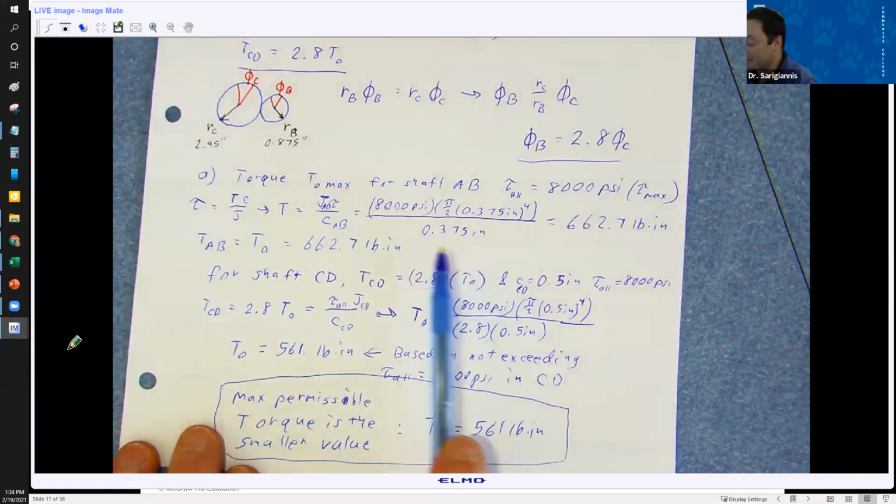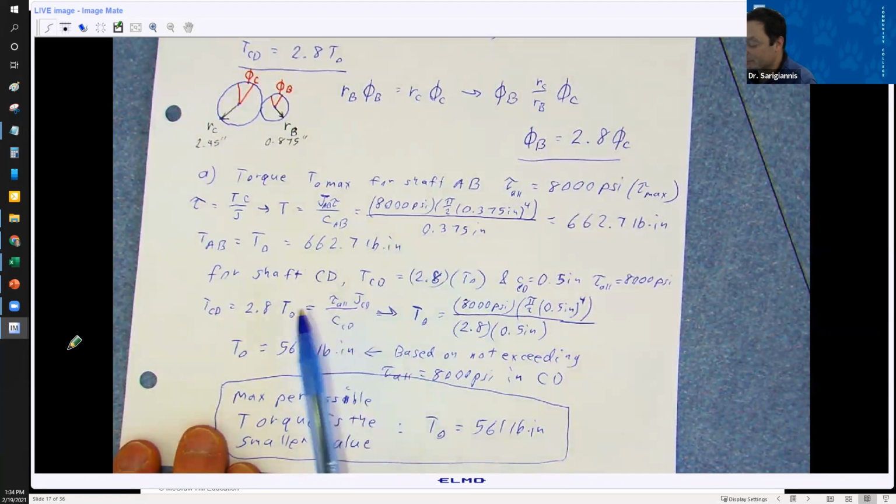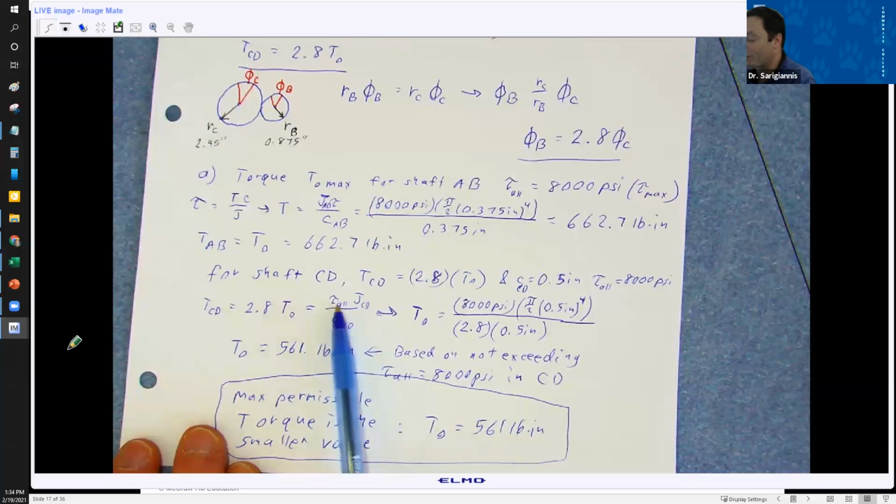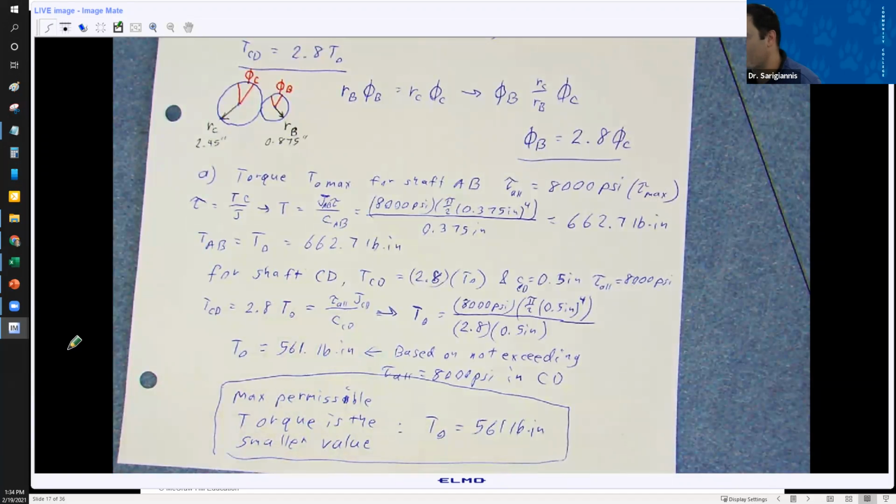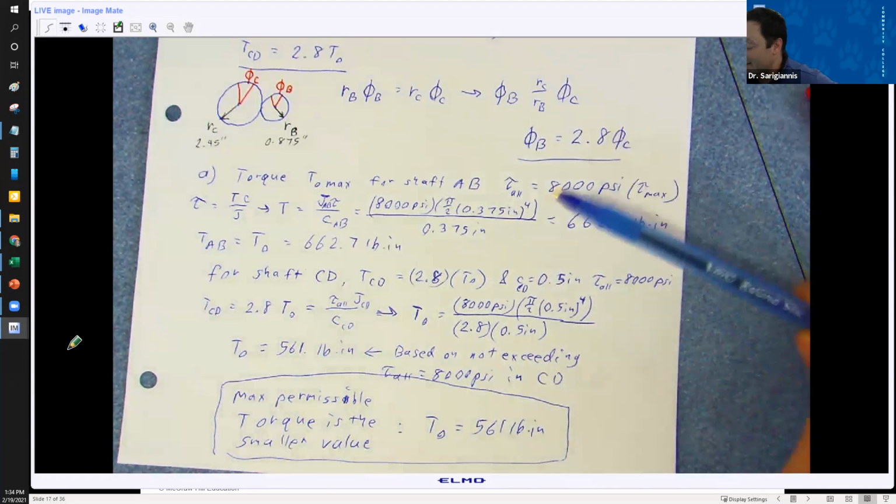You could have plugged in this value here, calculated what your shear stress was, forget allowable, just calculate the shear stress and realize, oh, my shear stress is greater than 8,000 PSI. Now I have to go back and solve for torque based on a limit of 8,000 PSI. So this was the shorter way to do it because you're testing each one.